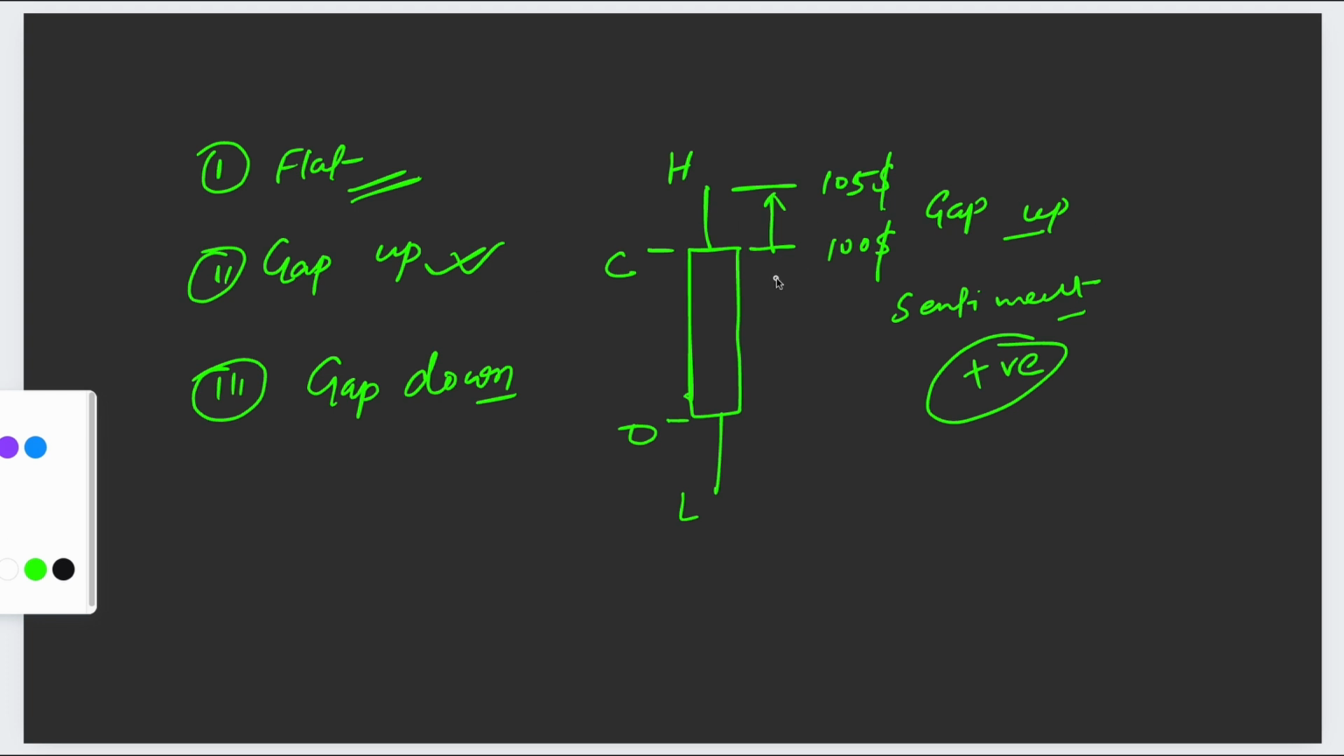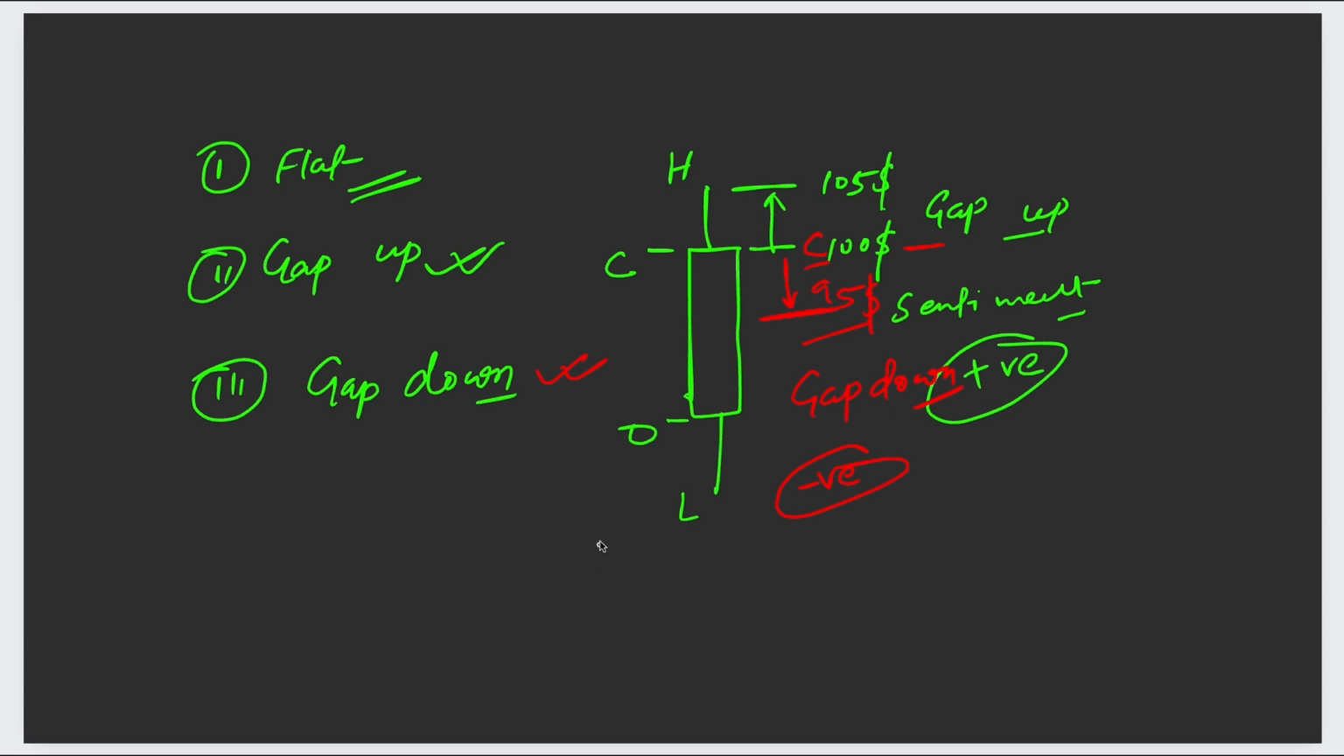When we talk of gap down, suppose the next day the market is opening around this level, below the previous day close. This is the previous day close, and today the market is opening at around $95, below the previous day price level. Then this will be called a gap down opening. That means there is a shift in market sentiment, and now the market sentiment is negative.